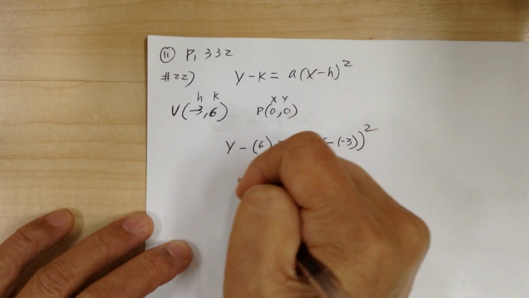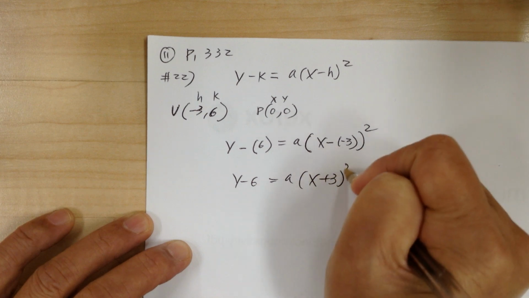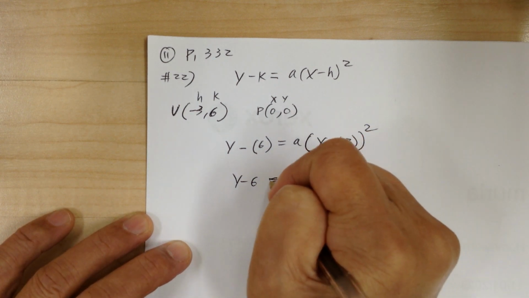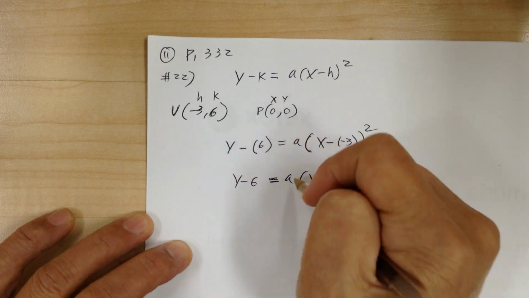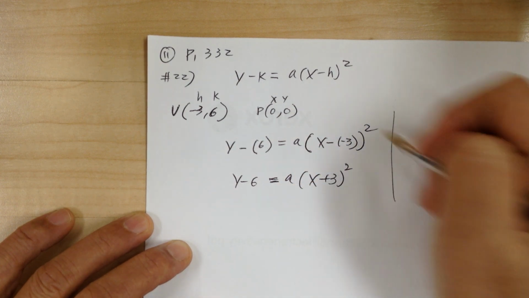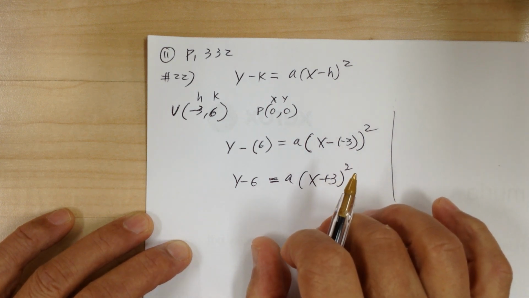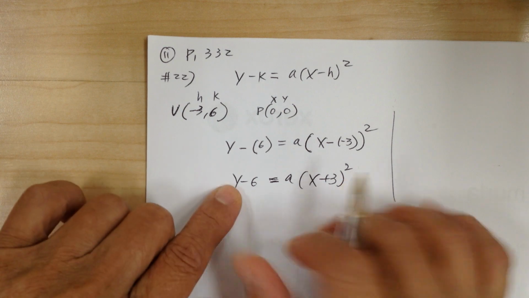Okay, so let's simplify a little bit. So you got y minus 6 equal to a times x plus 3 squared. Okay? So from here, you get this. Now, you have to use the next information to find a. And it's better to go off to the side so you don't clutter up your major steps and lose track of what you're doing. Okay? So let's go off to the side.